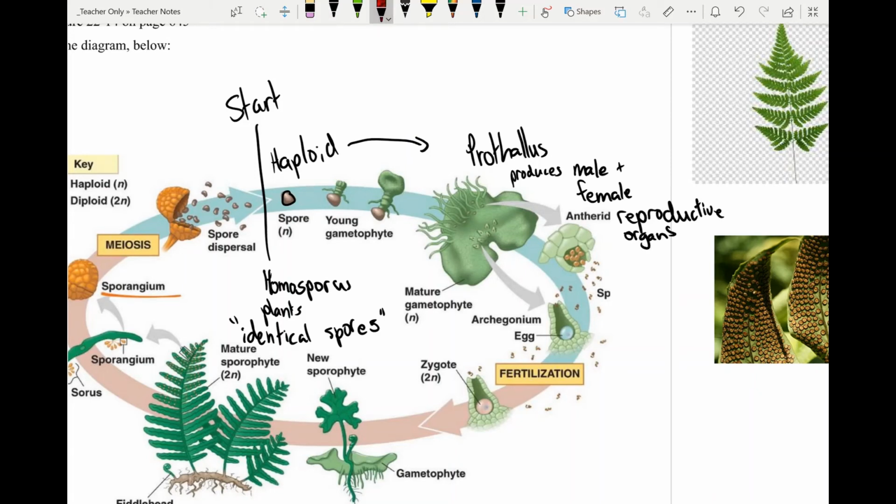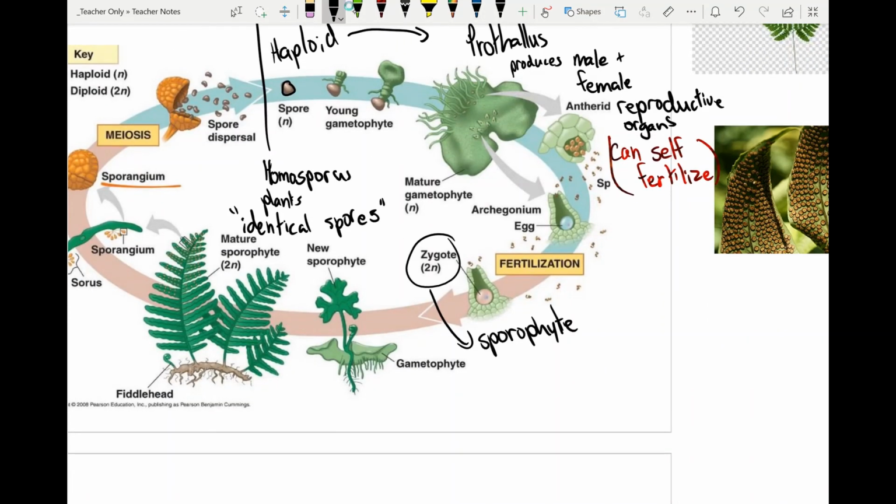Now, one thing I'll put as an aside, they can self-fertilize. They don't have to, but they can, because they have both male and female reproductive organs. Again, they have sperm, they have an egg, so through their natural processes, the egg will become fertilized. This is where we get our zygote. This is the start of our sporophyte.